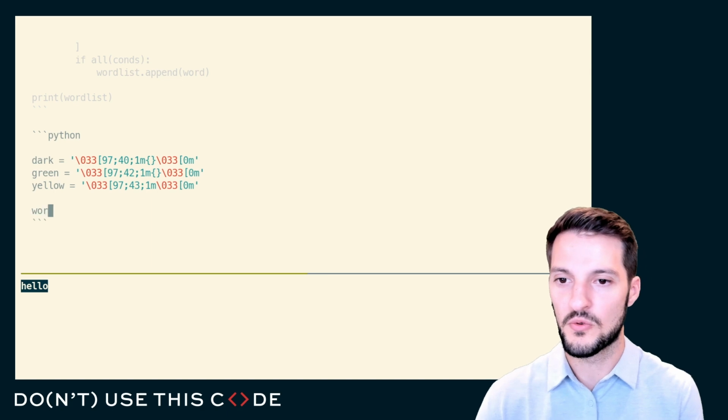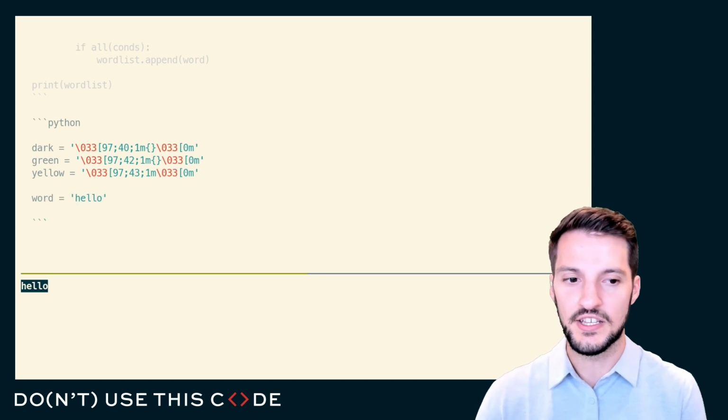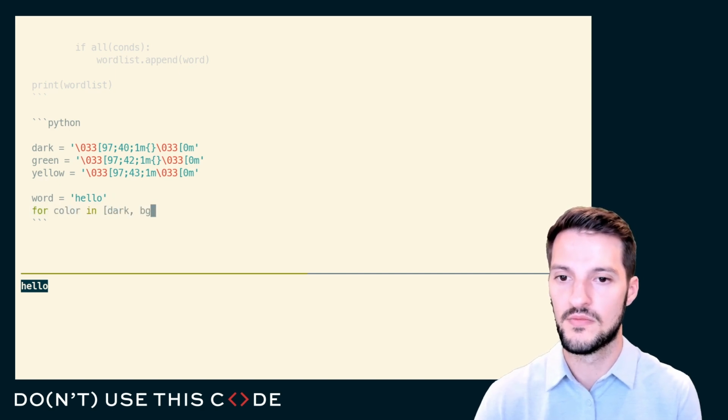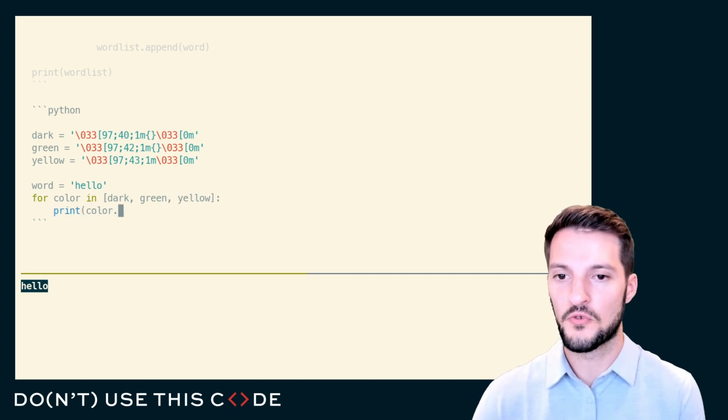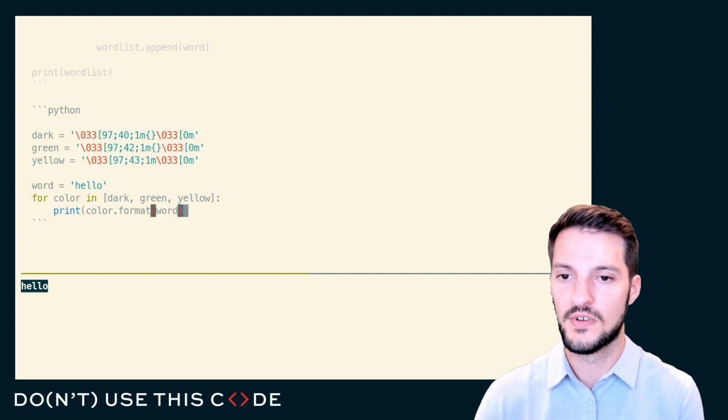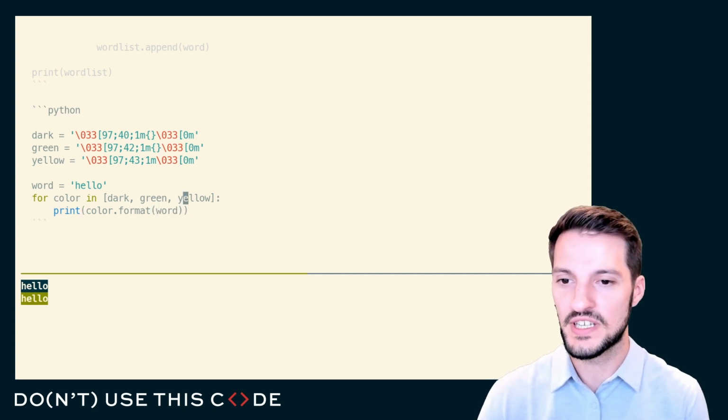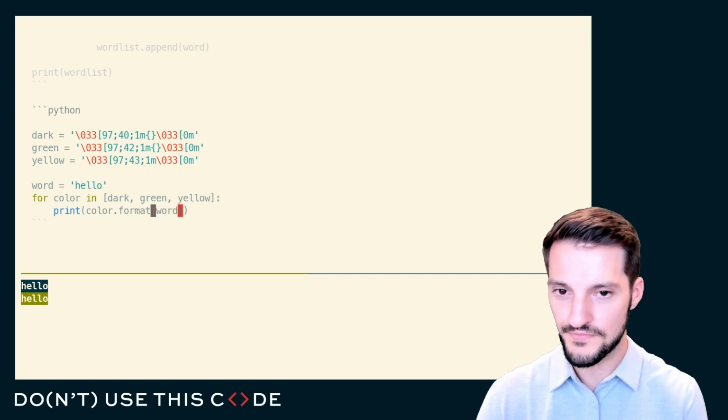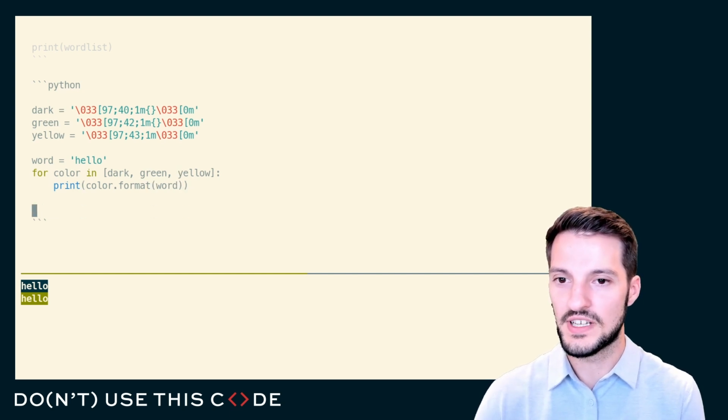I could put word equals hello, and then I can iterate over all my colors. And I can format my word with that color. And that's pretty much how I'll be using it throughout this program. And so let's see here. So for coloring that, print color.format. Looks good. Okay.